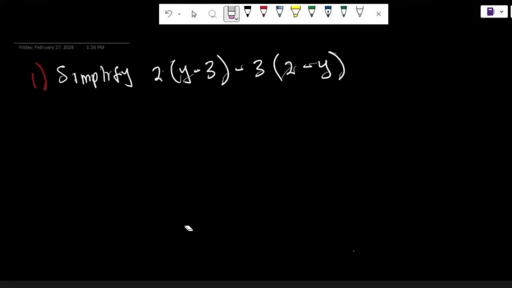Simplify the expression 2 multiplied by (y minus 3) minus 3 multiplied by (2 minus y). So how do we deal with this particular problem? Well, first of all, we need to understand that we are being asked to simplify the expression. To simplify something is to make it much simpler, right? So this is not simplified.